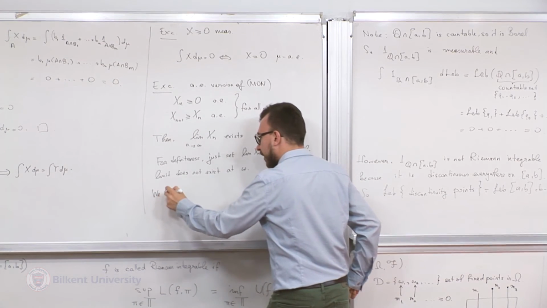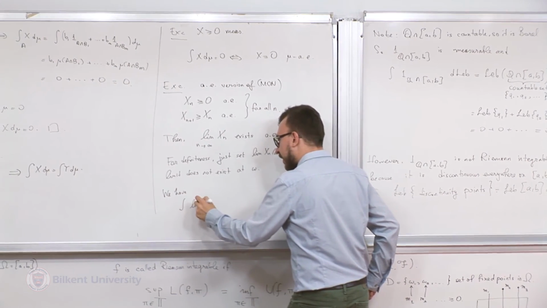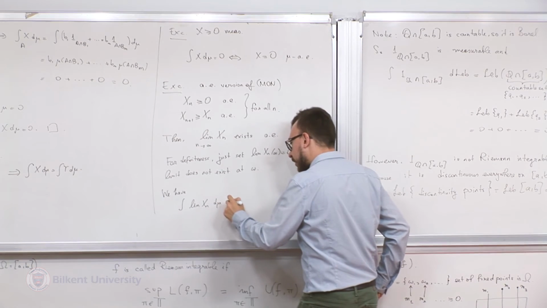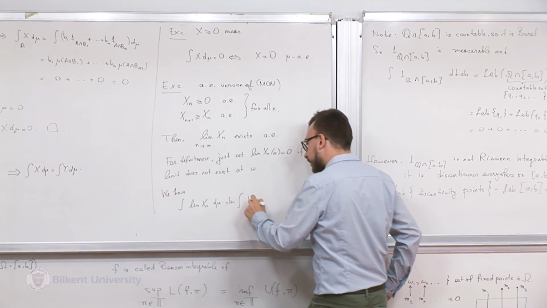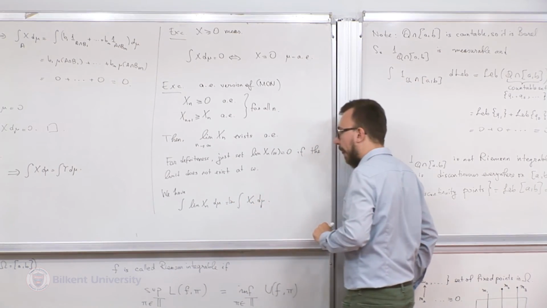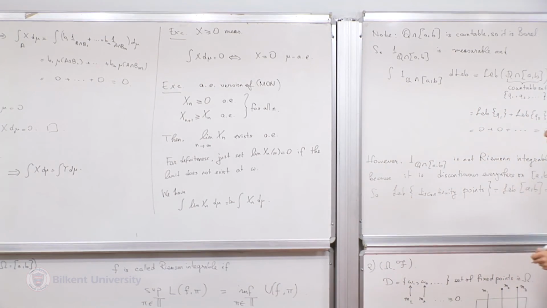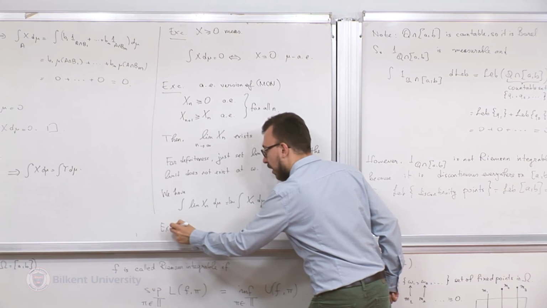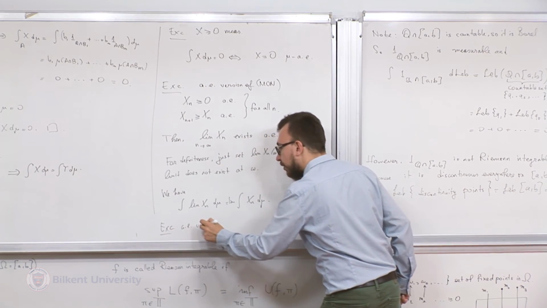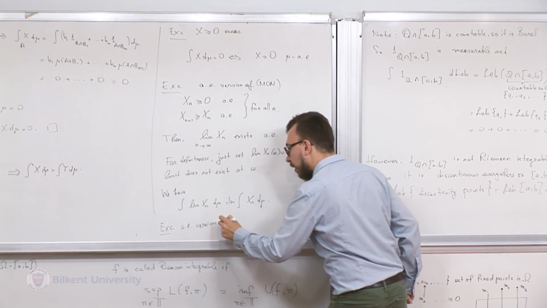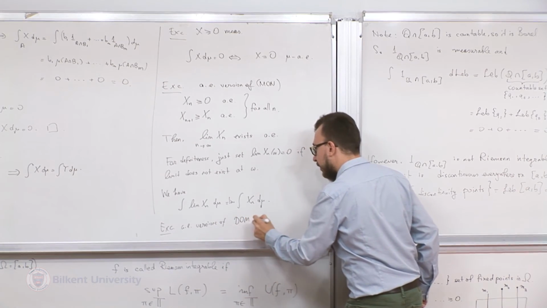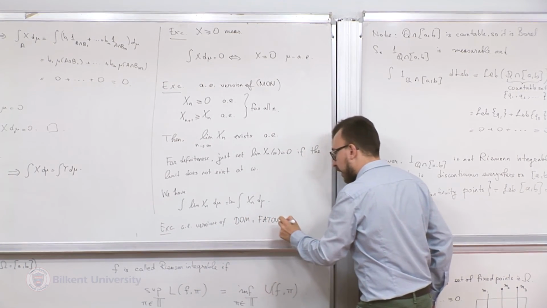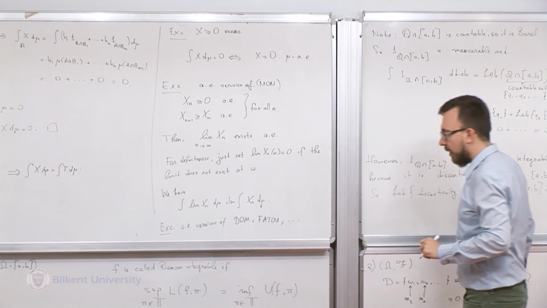We have the integral of the limit is equal to the limit of the integrals. Same conclusion. You can also have almost everywhere versions of dominated convergence, Fatou, reverse Fatou, etc., etc.